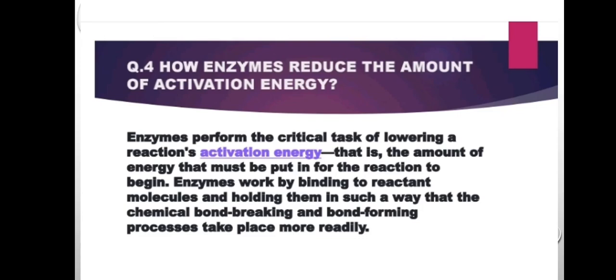Number 4, how enzymes reduce the amount of activation energy. As we have discussed earlier about activation energy, that minimum amount of energy is called activation energy. So the answer is: enzymes perform the critical task of lowering a reaction's activation energy, that is the amount of energy that must be put in for the reaction to begin. Enzymes work by binding to reactant molecules and holding them in such a way that the chemical bond breaking and bond forming processes take place more readily.